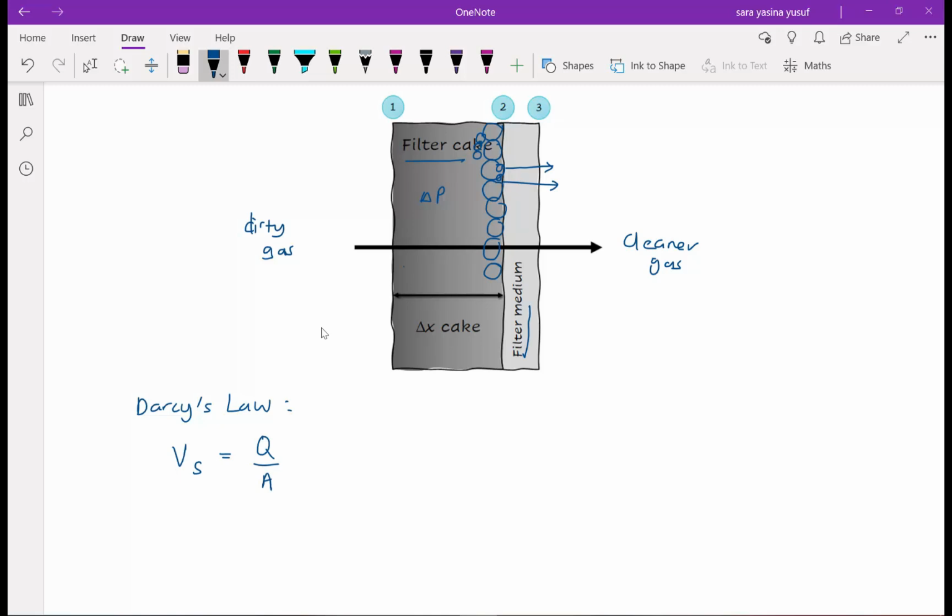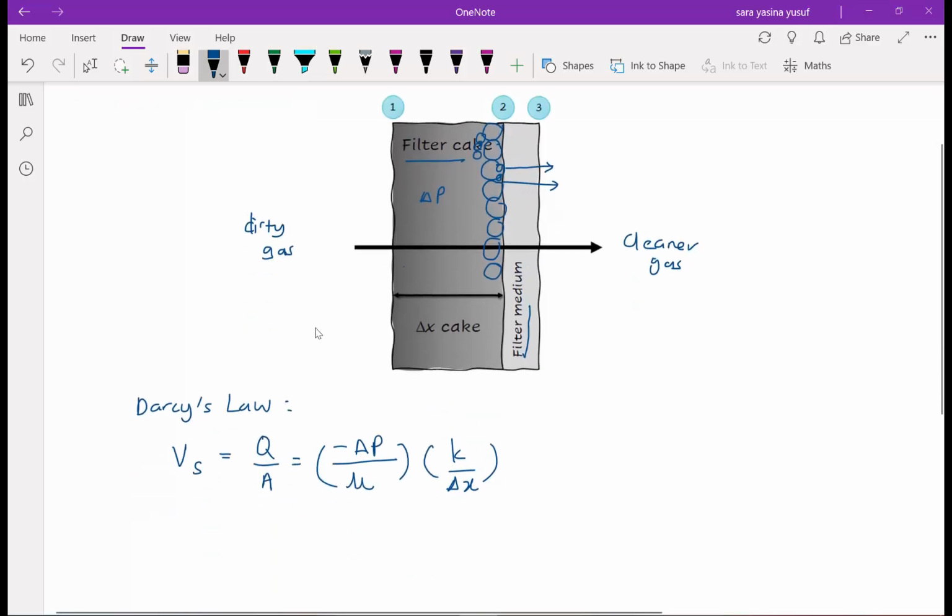Okay, and then the flow rate divided by the surface area, the area that the flow passes through. Okay, and this is equivalent to Darcy's law of flow in a porous medium, given by negative delta P, negative pressure drop, over mu times K over delta X. So delta P here is the pressure drop.